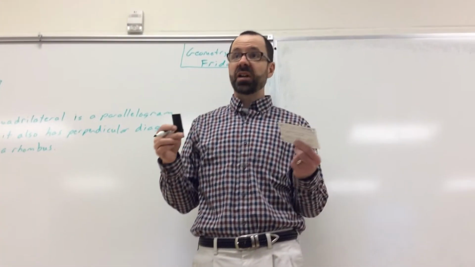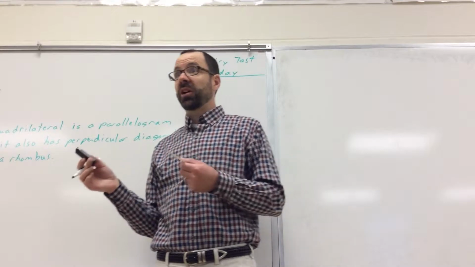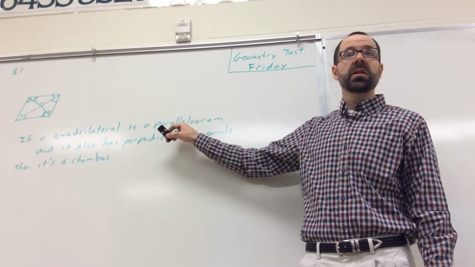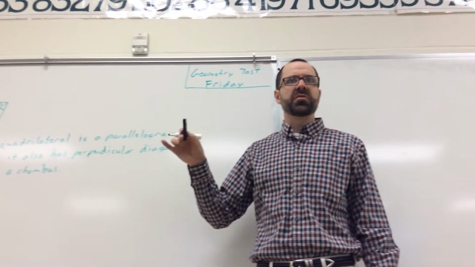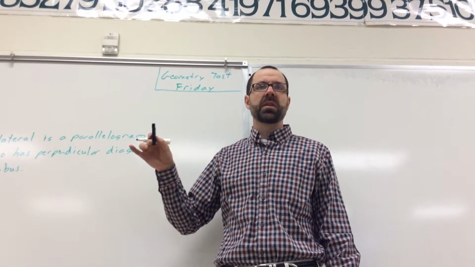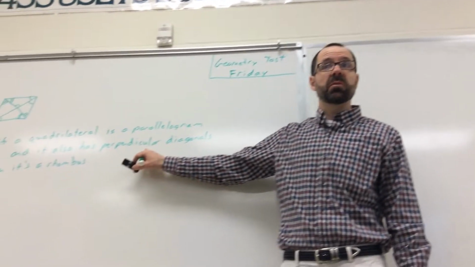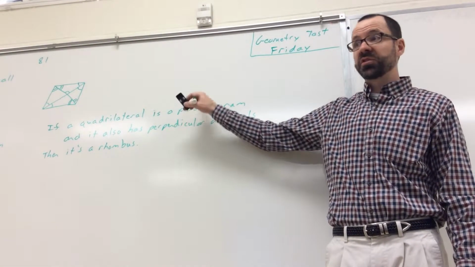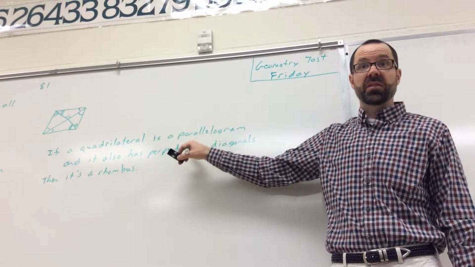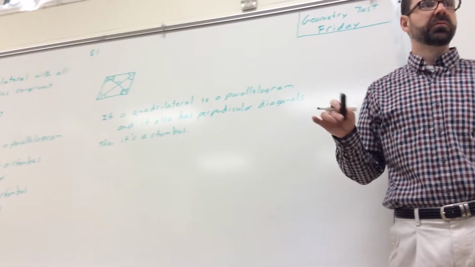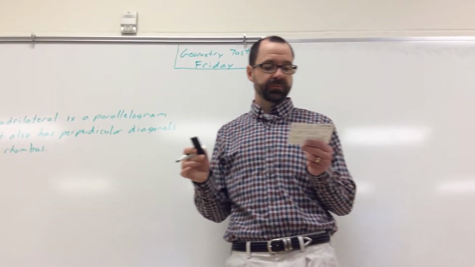So if you have a four-sided figure and you're trying to figure out if it's a rhombus, first you have to show it's a parallelogram. And we learned a bunch of ways of showing that something's a parallelogram. And then you'd have to check the diagonals and see if they were perpendicular. And if both of those things checked out, it was a parallelogram and the diagonals were perpendicular, then you would know it was a rhombus. So that's how you tell if something's a rhombus.